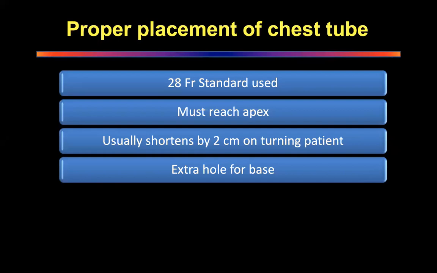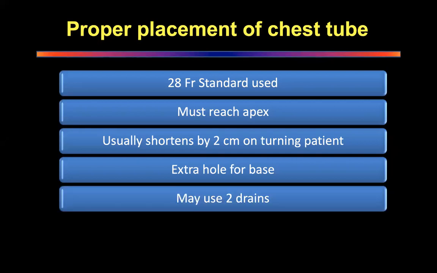Now, I use only a single drain in my clinical practice. Hence, I make an extra hole at the base for the fluid to come out, okay? If you are not comfortable with that, you can use 2 drains. I don't have a problem. But whatever you do, you must drain the pleural cavity completely. And if you make an extra hole at the base, make sure it's not too low. Otherwise, that will get shortened and it will lie in the subcutaneous tissue. And all the air leak from the chest will go into the subcutaneous tissue, and you will end up with a surgical emphysema. So very, very important. You may use 2 drains.